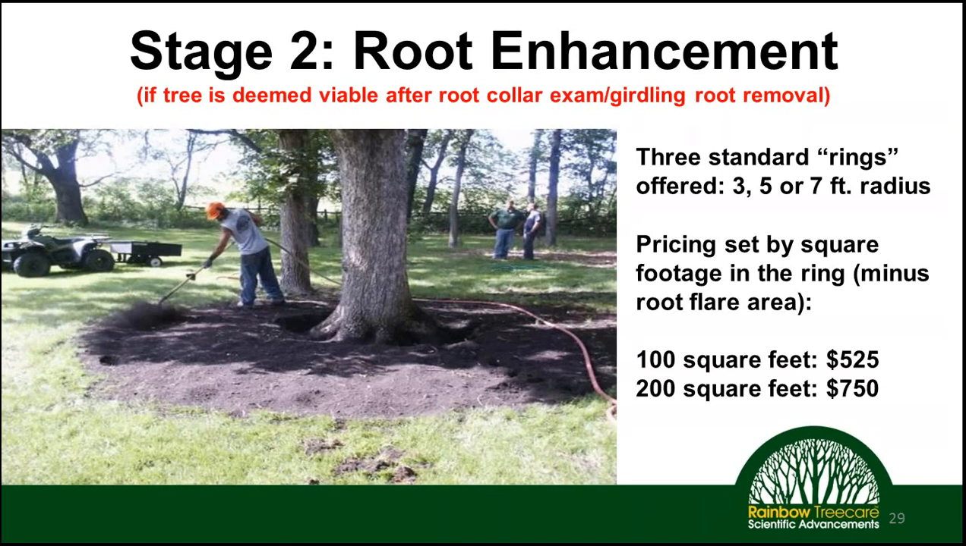So if you had a 5-foot ring around a new tree that was 4-inch diameter, there's a different square footage in that versus the square footage where you start from a root flare that's almost 4 feet spanning across and head out from there. But basically, 100 square feet will charge $525. 200 square feet is $750.